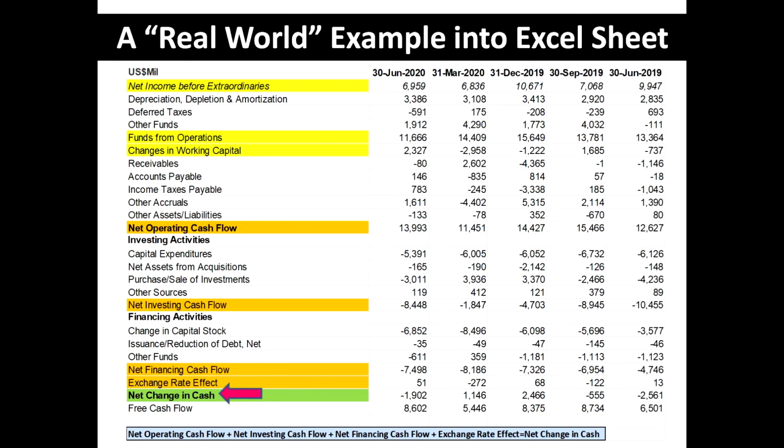I would like to make a quick mention of the free cash flow, which is the line item right below the green shaded net change in cash. The formula for free cash flow is net operating cash flow plus capital expenditures. Free cash flow is a very valuable indicator of a company's stock value, as it represents a company's ability to pay dividends, buy back stock, and facilitate the growth of the business.